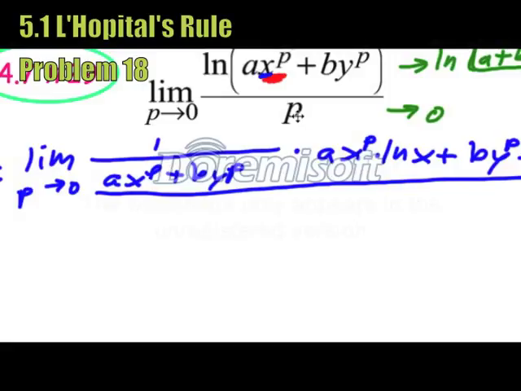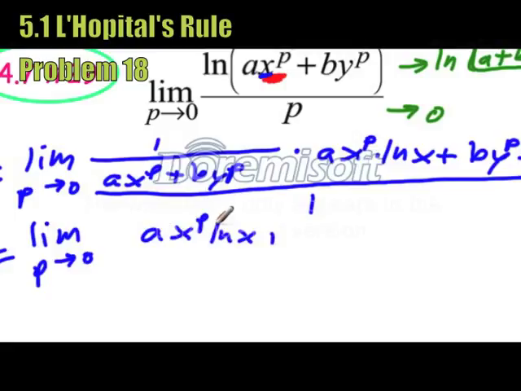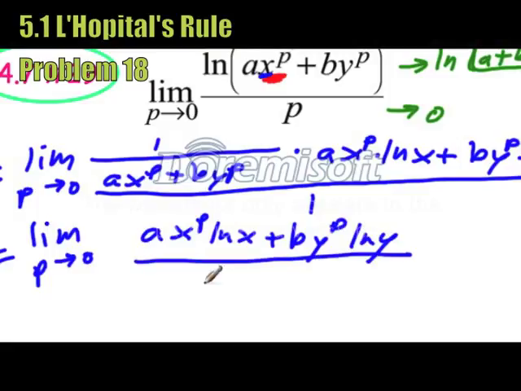Divided by derivative of p, well, that's going to be 1. Remember, p is our variable. So maybe just a quick rewrite here. So dividing by 1, don't worry about that. In the top we've got 1 times all of this, so we're going to have ax to the p times the natural log of x plus by to the p times the natural log of y all over ax to the p plus by to the p.